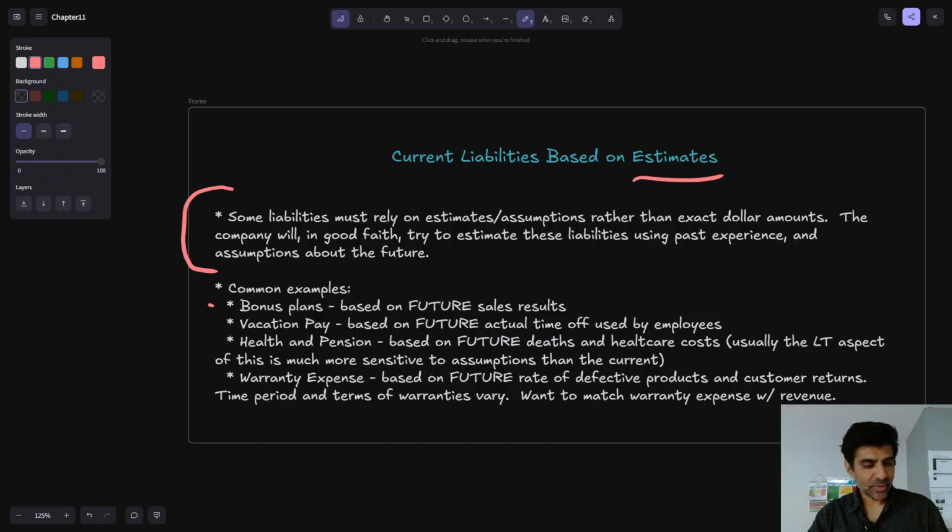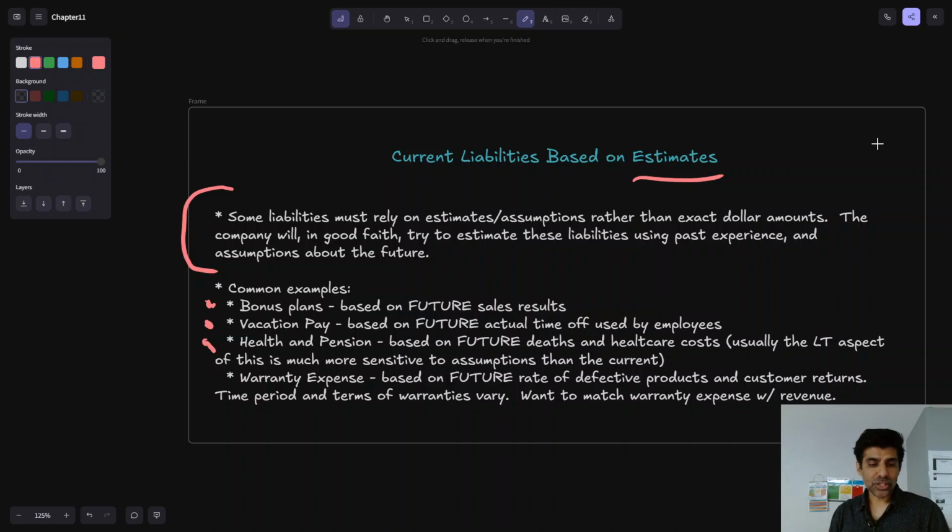What are some examples? A bonus plan. Bonuses are based on future sales results, so you don't know exactly how much bonus you're going to have to pay, or how much is accruing over the year, because you don't know the exact amount you're going to have in sales. Vacation, because you don't know how much vacation time employees are actually going to take. You're paying them and you're allocating vacation time, but how much they actually take, you don't know.